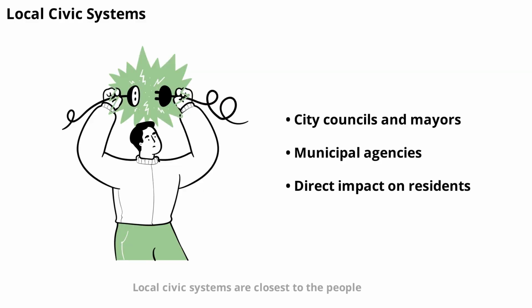Local civic systems are closest to the people. They include city councils, mayors, and municipal agencies that manage day-to-day services like trash collection, road maintenance, and local policing. Local governments are often the first point of contact for citizens seeking assistance or voicing concerns.